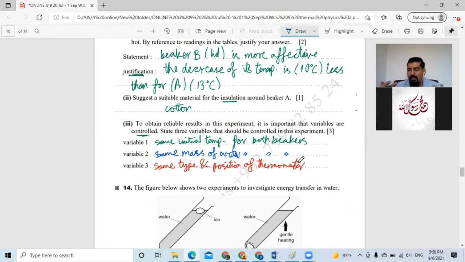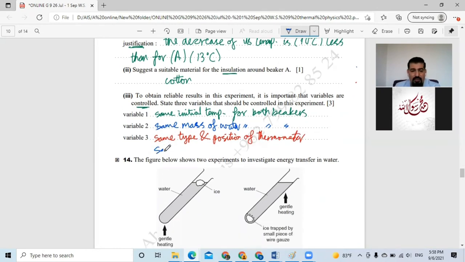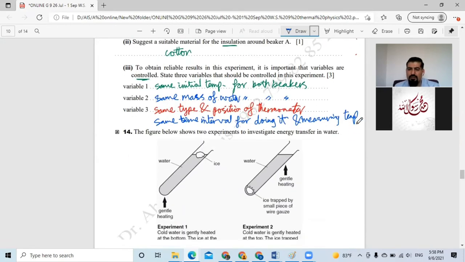But let's just write the things that we see. Same time interval for doing the experiment and measuring temperature. Okay, guys. Fine.